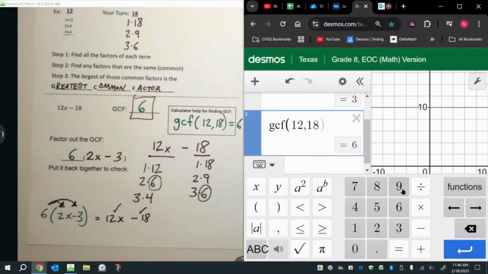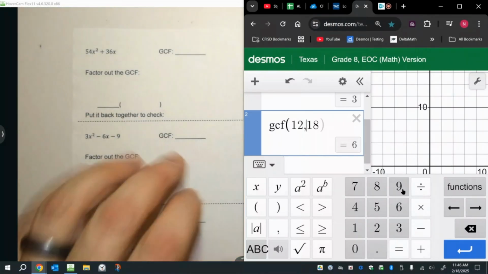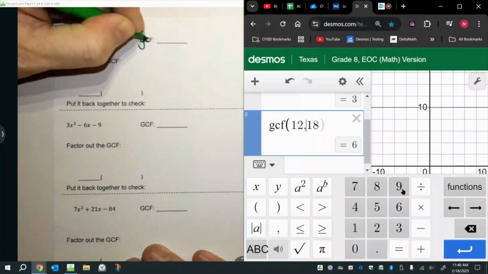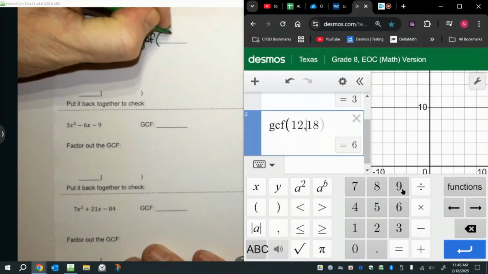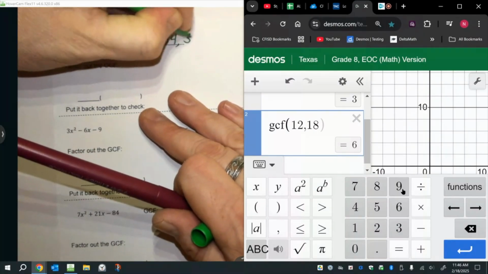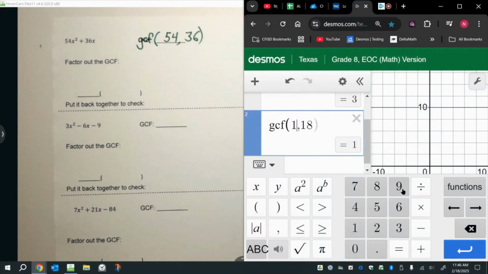All right, let's take a look at another problem. So let's do our shortcut method. This is how we do it. We're going to take the GCF of 54 and 36. So 54, with a comma between them, 36. You can close it. Still the same thing. So 18 is my GCF now.